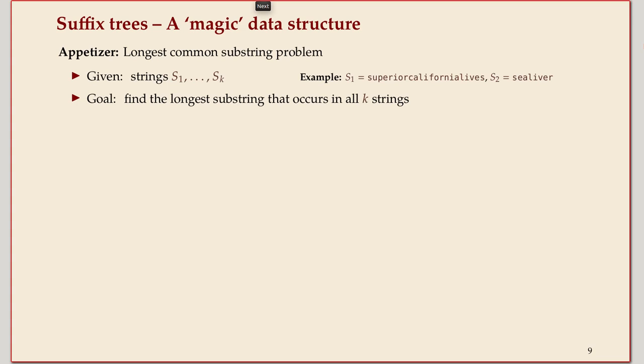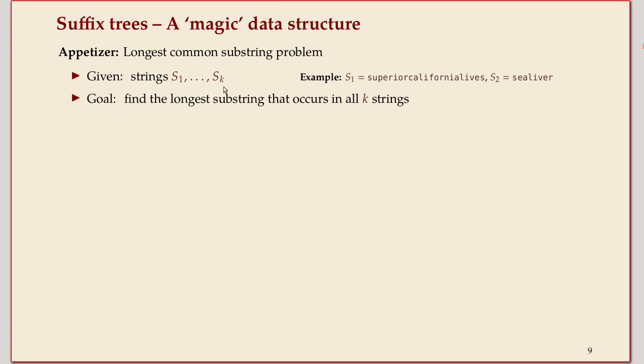And well, okay, I'll call them a magic data structure in the following sense. They solve a problem that on first sight seems very, very hard to solve. And with suffix trees, it becomes almost trivial. So I want you to take a second and think about this problem. It's called the longest common substring problem.